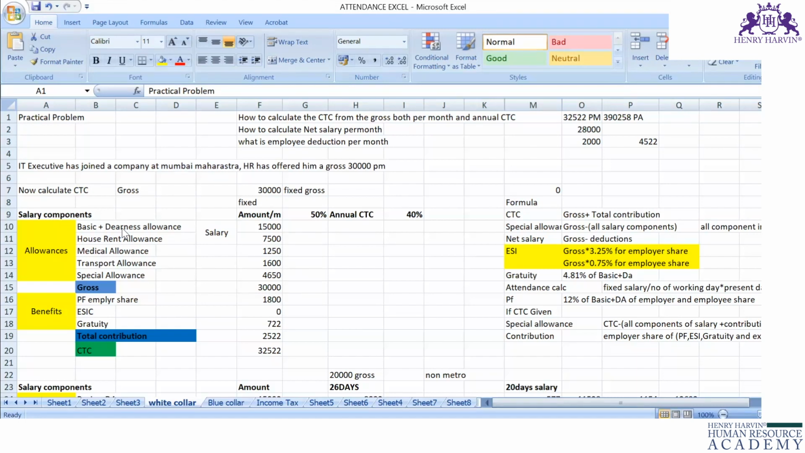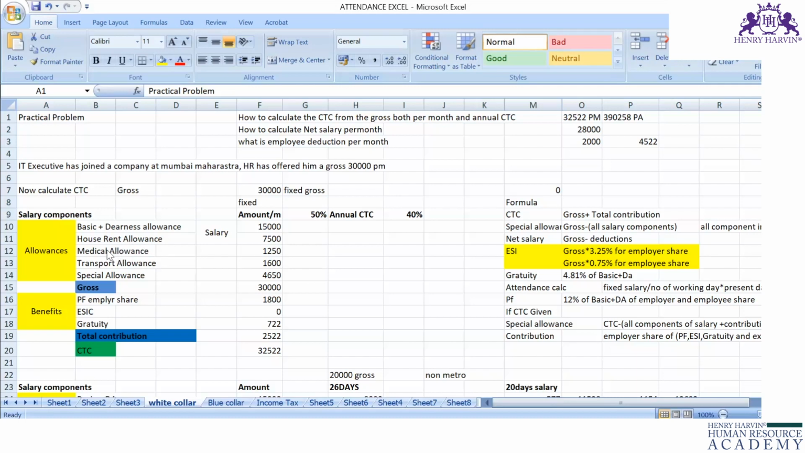So this is a standard format: basic plus DA, HRA, medical allowance, transport allowance, special allowance, and gross. This is the standard format recommended by the government. If the employer wants, they can change this format.